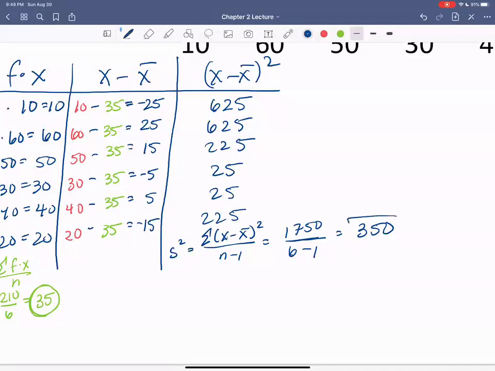So here's your variance. The question says to find the variance and the standard deviation. Well, the standard deviation is just the square root of the variance. S equals the square root of 350, which is approximately 18.7. So here is my standard deviation.